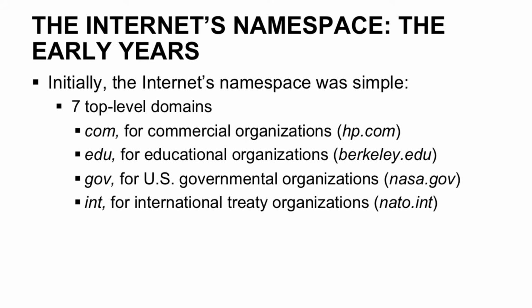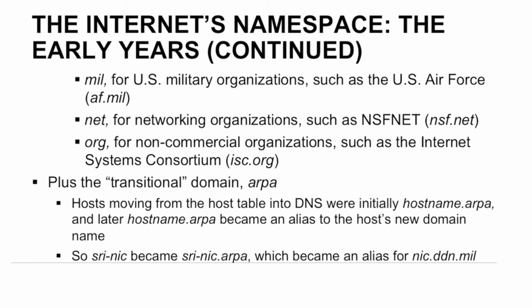Com, for example, was for commercial organizations, such as Hewlett-Packard, which uses hp.com. Edu was for educational organizations, such as my alma mater, the University of California at Berkeley, which uses berkeley.edu. Gov was used by U.S. governmental organizations such as NASA, which uses nasa.gov, and INT for international treaty organizations such as NATO, which uses nato.int. MIL is still used by U.S. military organizations such as the U.S. Air Force, which uses af.mil.